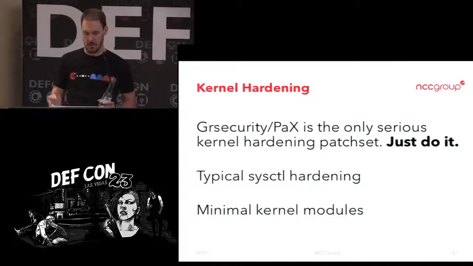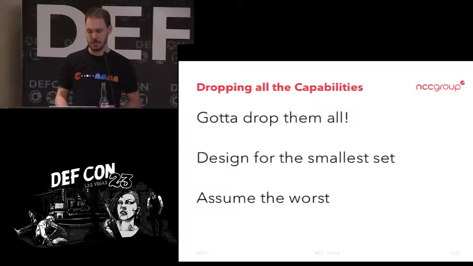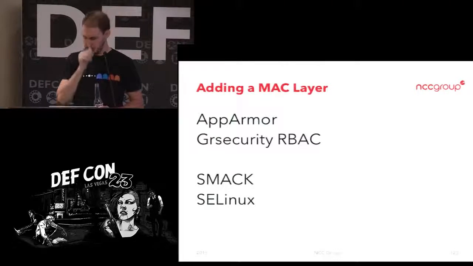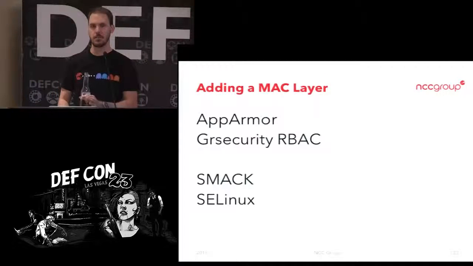And so, obviously hardening your kernel in other ways. Dropping all the capabilities that you don't want, trying to design for the smallest possible set, and then also assuming the worst. So you're giving these capabilities out, but you want to be careful about what they are and try to fully understand what each capability really can do. You also want to use AppArmor or grsecurity RBAC or SMACK or some other thing if you can. Most of the container systems will have AppArmor enabled by default, which is awesome.